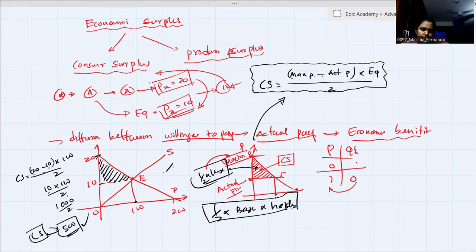Mathematical approach: just consider this is the base, value is 100. This is the height, it is just 10. 100 multiplied by 10 is just 1000. 1000 divided by 2, just 500. Same equation, same answer. Similar approach.